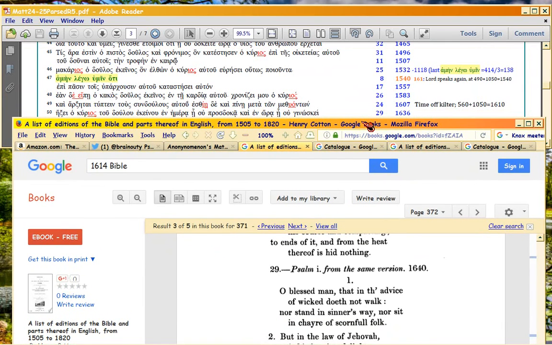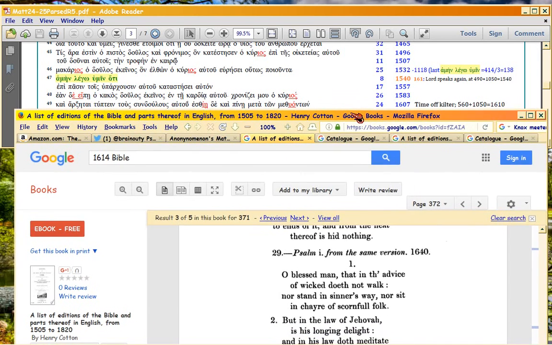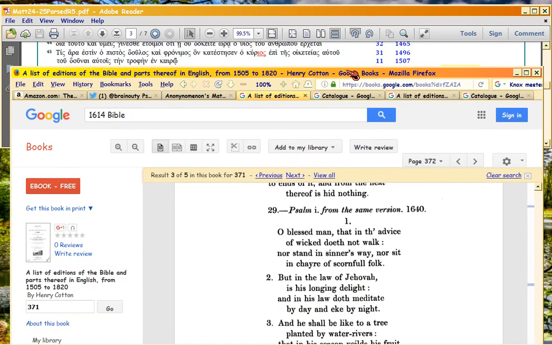See? Hokurias. It's 1610, which means 1640, which is how I learned to go look up. I started searching, well, what about if the Bible was important in 1640? And what Bibles were published? And then I ran across this thing, which is a list of Bible and parts thereof published from 1505 to 1820.